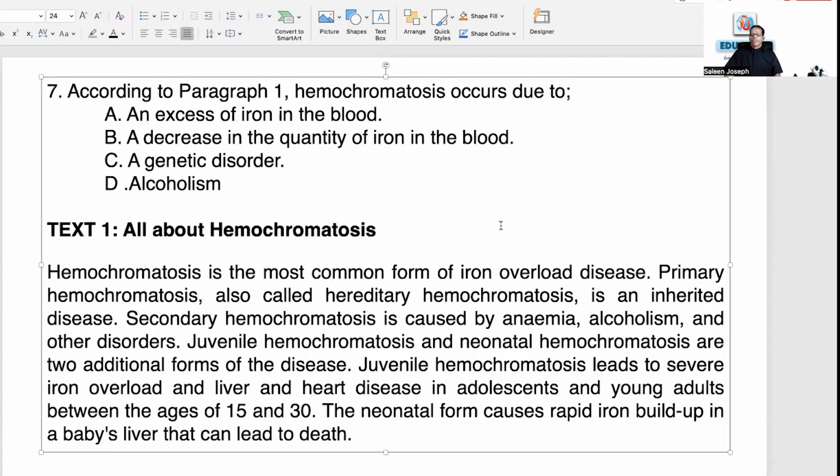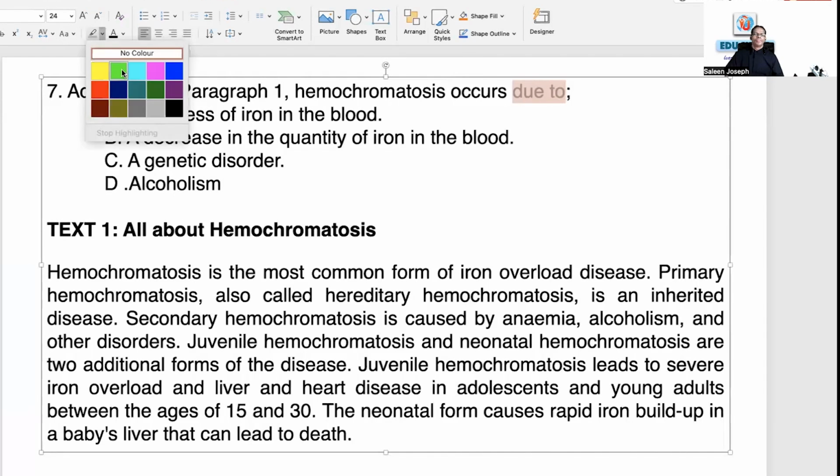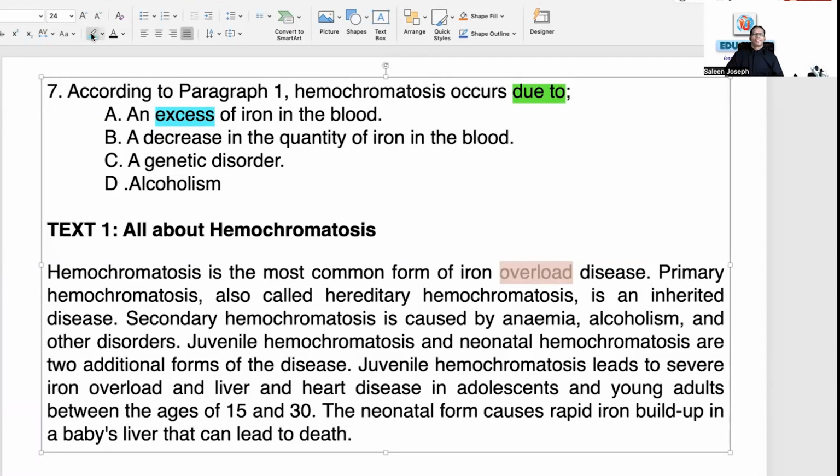Okay, now come on, those who are not beginners, please unmute and interact. Let me know if you identify something. What are the things here in the question statement? Due to tells you that you have to find out a reason, a cause or reason. Excess iron in the blood, decrease. Excess, overload, synonyms. Then excess, and here decrease. What does it mean?